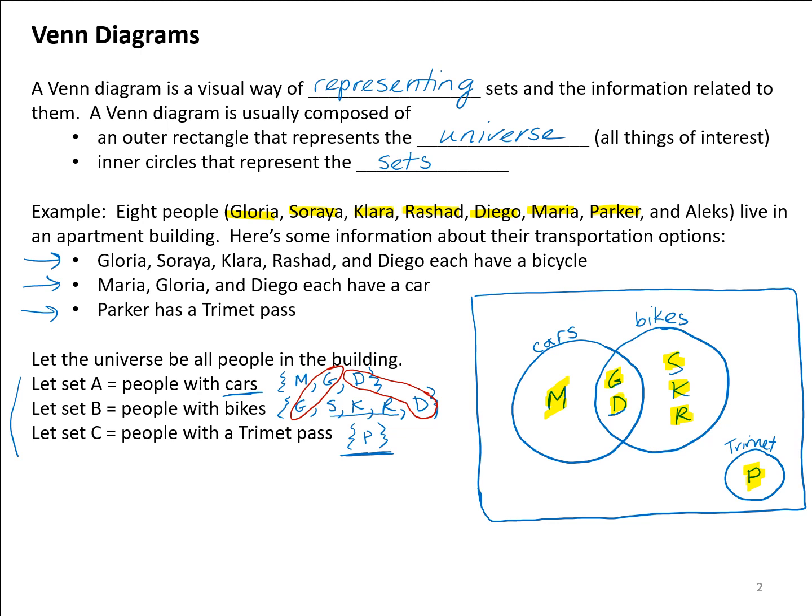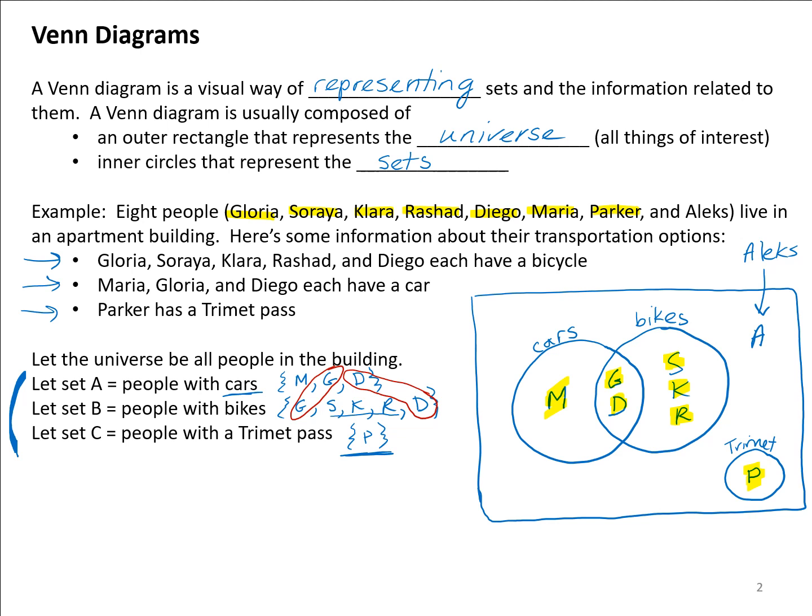Alex needs to be in this universe as well, because remember, the universe represents everyone who is in the building. So we need to put Alex into this picture. He's not in a set that we've defined. So what we're going to do is put him outside of the defined sets. So we'll put Alex right here. Alex doesn't have any of these features, so we're going to put him inside the universe, but outside of all 3 of the sets that were described.